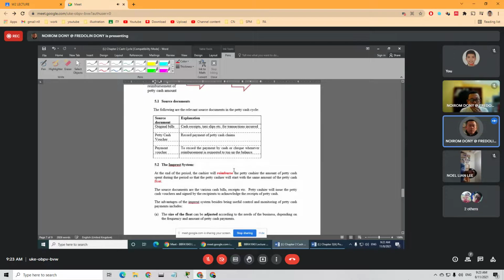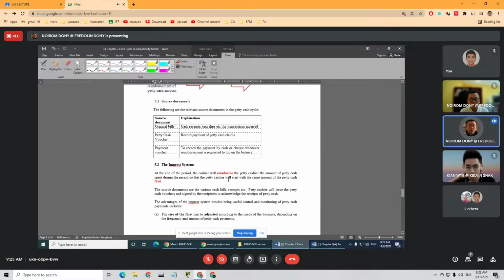So in petty cash book, we are using imprest system. So imprest system means a system where at the end of the period, the main cashier holding the cash book will reimburse, meaning will pay back according to the amount that is being spent by the petty cashier. Reimburse the petty cashier the amount of petty cash spent during the period, so that the petty cashier will start with the same amount of petty cash float for the next following month.